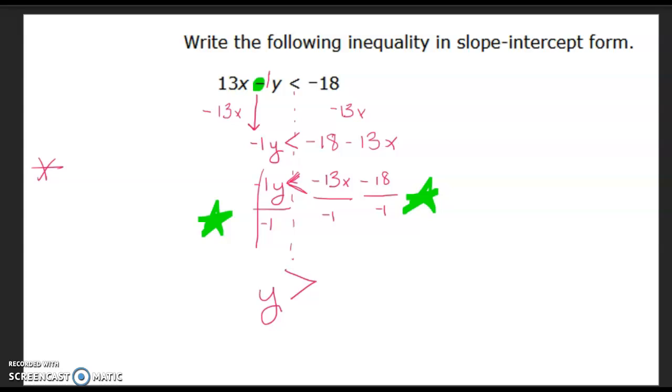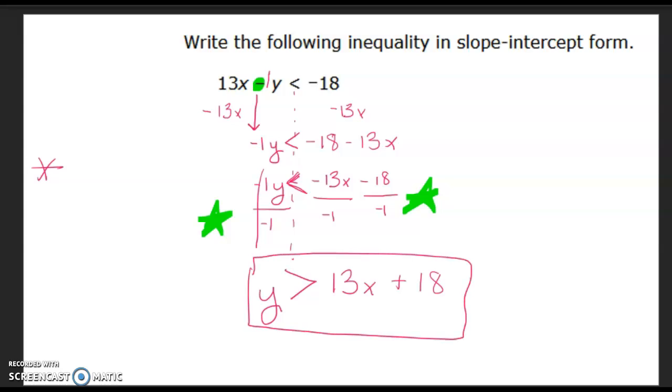And then negative 13 divided by negative 1 is positive 13. Negative 18 divided by negative 1 is positive 18. It just changes the sign of everything. And so this is your final answer. And once it's in this form, it'll allow you to graph.